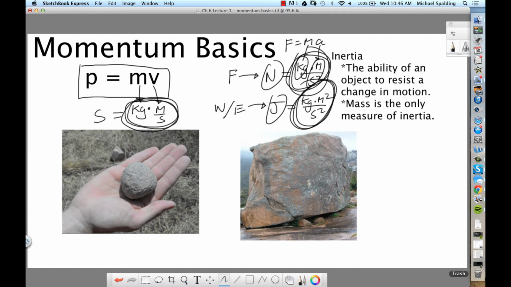Question, can we state that kilogram meter per second equals S? You can, on my test. On the AP test, if you define it. I wouldn't, because that's just a matter of the grader's ignorance, okay?